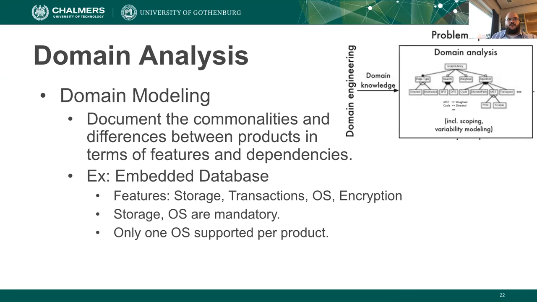But for example, in the domain of embedded data management, we might identify storage, transactions, the operating system, and encryption as the features we're going to support. Storage and operating system are mandatory. The others might be optional. And an example for restricting the possible products is that we cannot select more than one supported operating system at the same time. Makes sense?